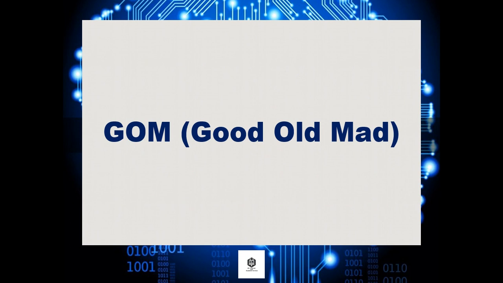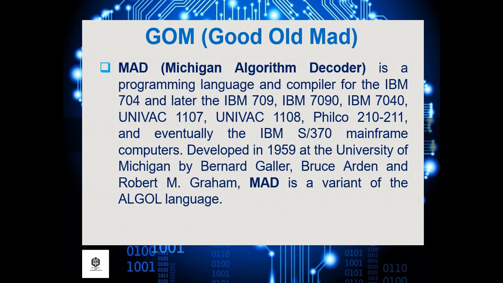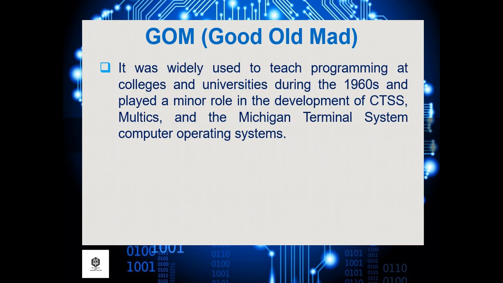GOM or Good Old MAD. MAD or Michigan Algorithm Decoder is a programming language and compiler for the IBM 704 and later the IBM 709, IBM 7090, IBM 7040, UNIVAC 1107, UNIVAC 1108, PDP-10, and eventually the IBM S/370 mainframe computers, developed in 1959 at the University of Michigan by Bernard Galler, Bruce Arden, and Robert M. Graham. MAD is a variant of the Algol language.